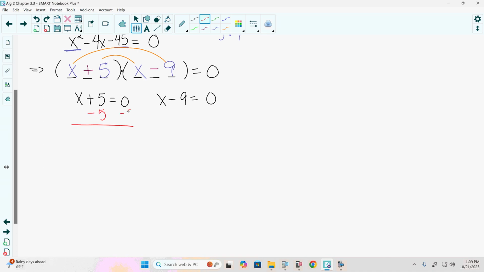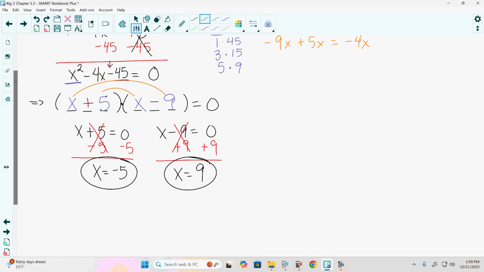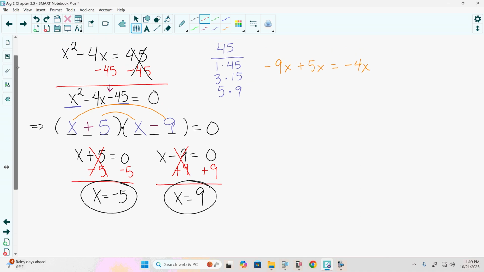With x plus 5, we can subtract 5 from both sides, telling us that x is equal to negative 5. And that's it for that part there. Our x minus 9, we can add 9 to both sides because our negative 9 plus 9 is 0, giving us x by itself. And 0 plus 9 is 9. So that tells us for this here, the two values of x that make this function be 0 are negative 5 and 9.